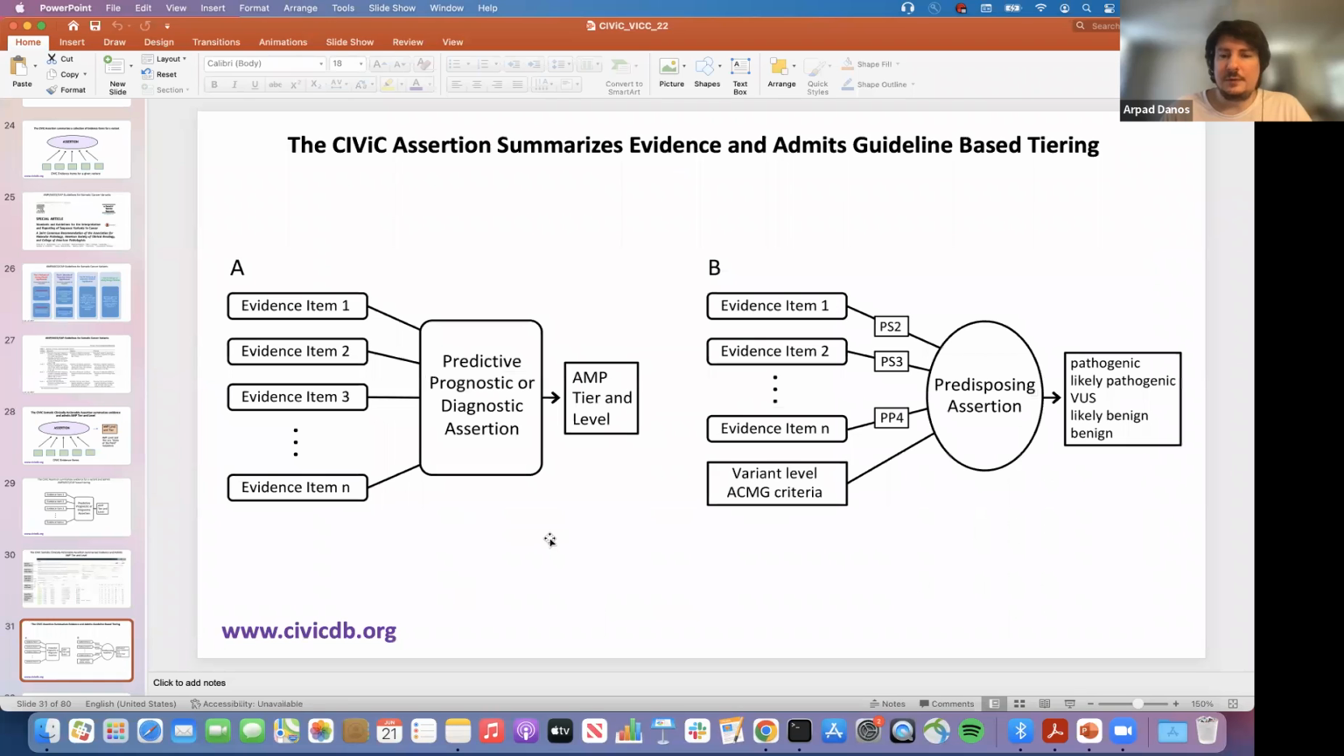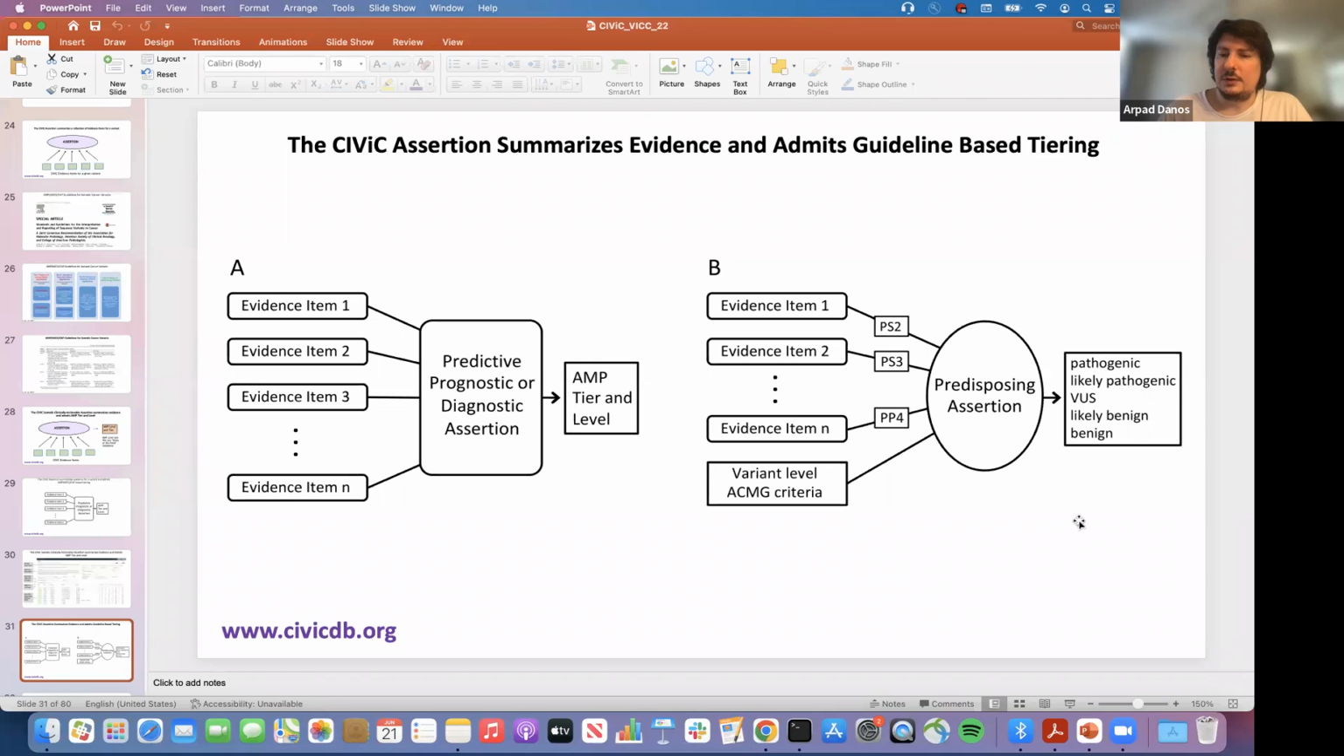So currently in CIViC, we have 2 assertion types, but we are going to be expanding that, and I'll talk about that. Then we have this one we just talked about. We also have a germline type of assertion, which I'm not going to talk about. The predisposing assertion allows you to associate a germline variant with pathogenicity from pathogenic down to benign.